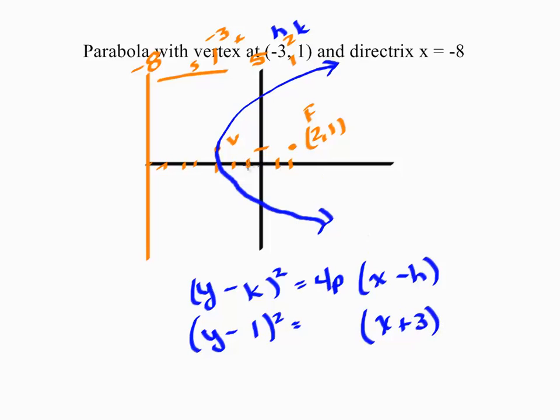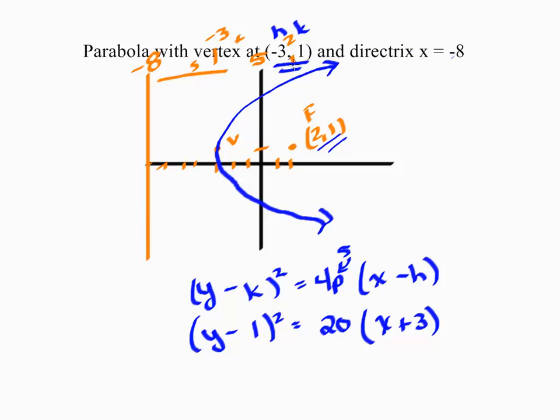So now let's just figure out our p. Well, we didn't really need to figure out our focus, because remember that this point is on the parabola, and the distance to here is just a total of 5 units. So in this case, we're going to plug in 5 for p, and we're going to get a total of 20. So there's going to be my equation for a vertex here and a directrix of here.